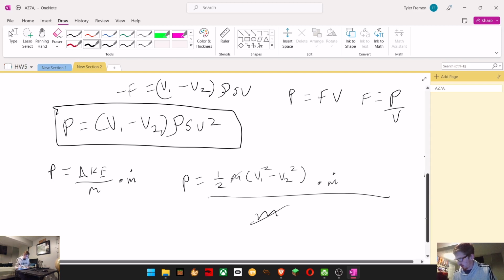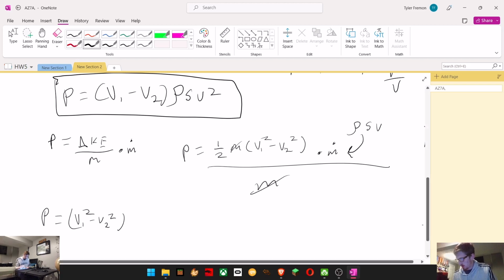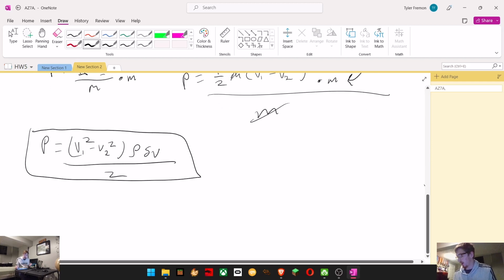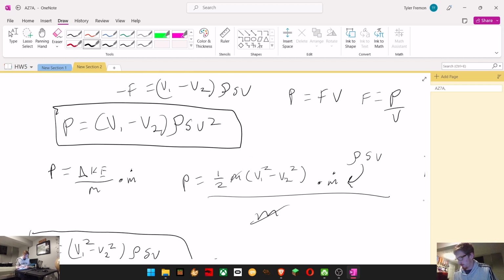So these two masses will cancel out, and we can plug in rho SV for the mass flow rate. We have power is equal to V1 minus V2 both squared, rho SV over 2. So from here, all we have to do is set these two equations equal to each other. Well, that's not all we have to do, but the next step is setting these two equations equal to each other.